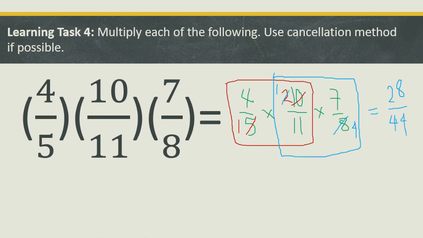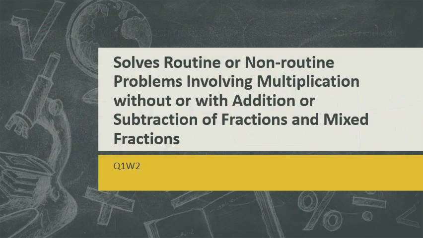May common factors po ba 28 and 44? Yes. Ang common factor nila is 4, pwede siya i-divide sa 4. 28 divided by 4 is 7. And then, 44 divided by 4 is 11. So, ito po yung ating answer, 7/11. Okay, we are now done in multiplying fractions.